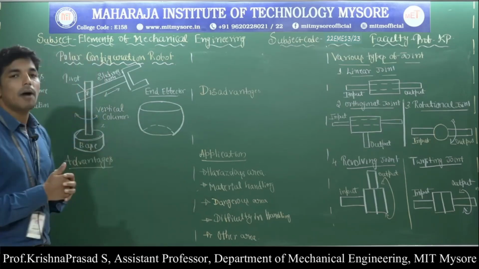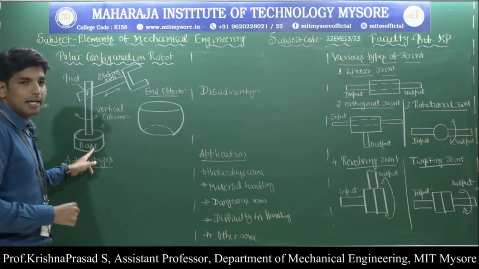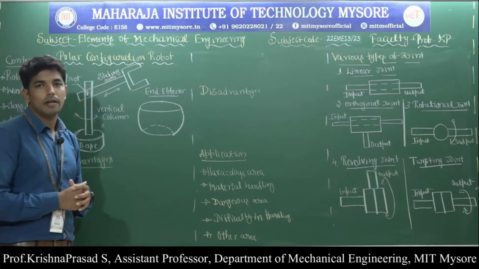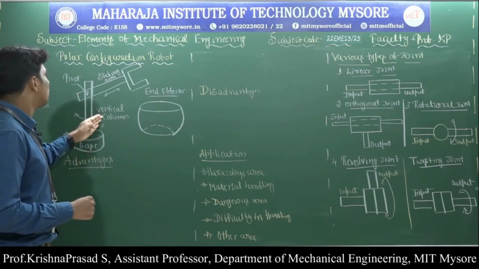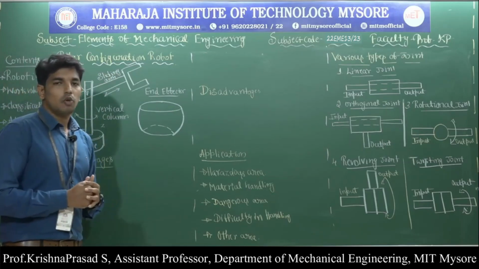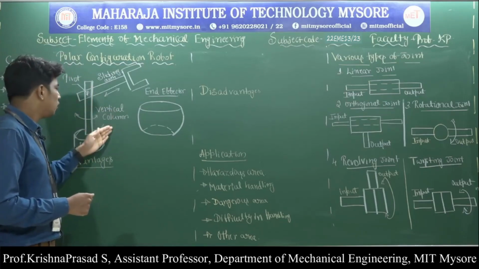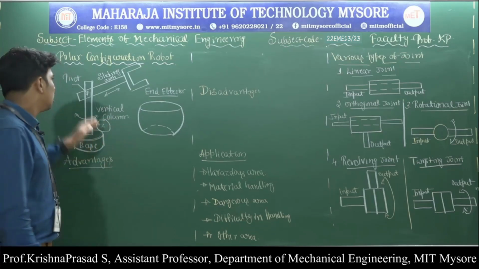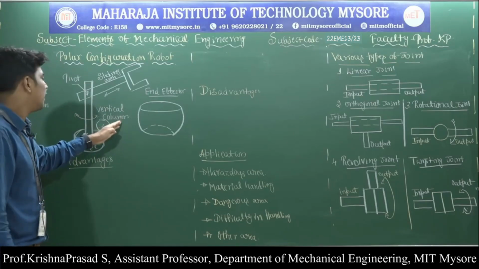Then what are the important parts of the polar configuration robot? That is also very important. It mainly consists of the base, vertical column, sliding arm and the pivot. So the four main parts are base, vertical column, sliding arm and pivot. The main thing to observe here is that the vertical column is mounted on the base and is rotated about its own axis using the Z joint. So this is the first point.